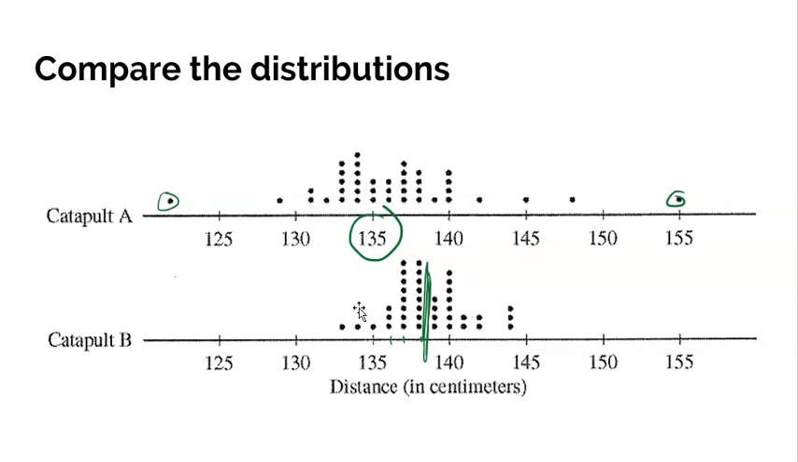So make sure you talk about shape, center, spread, and then, maybe, if you see outliers, it's worth mentioning them, especially when you're comparing these two graphs. I would definitely mention the lack of outliers for catapult B.